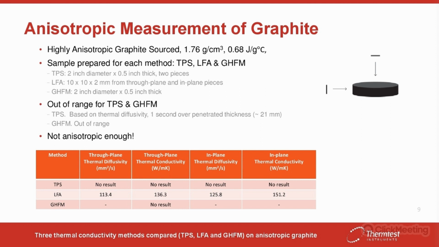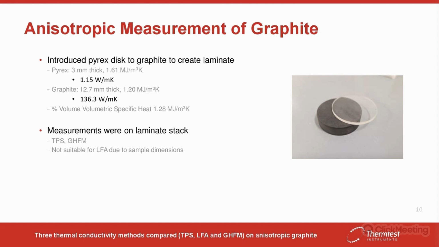That wasn't the case. So what we did, we looked at this data and said, well, maybe we can create a situation of reducing conductivity through a laminate structure and give us the ability to measure and do some comparisons. So we introduced to the same graphite samples a Pyrex disc and measured this stack, or this laminate structure, with the transient plane source and the guarded heat flow meter. One of the inputs for the anisotropic measurement with the TPS method is the volumetric specific heat.